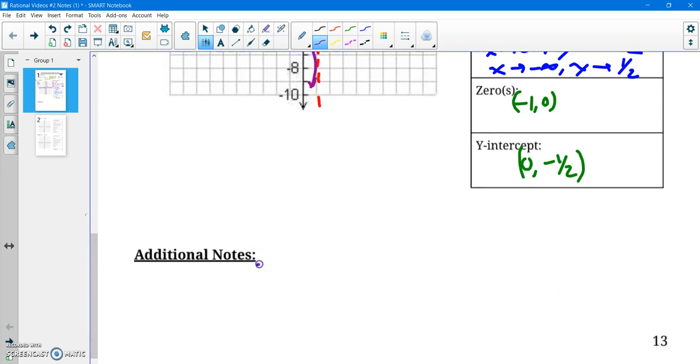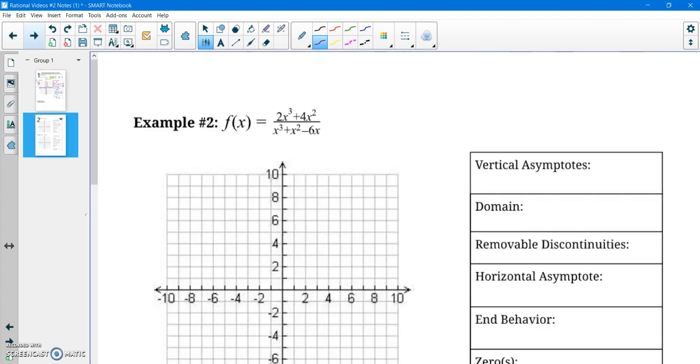Maybe put a little additional note here if you want about removable discontinuities. In other words, holes in your graph. If you jump to this one, I'm going to pause and I want you to get started, and then you can unpause and see where you're at. So why don't you start doing some of this. When you get stuck, unpause.